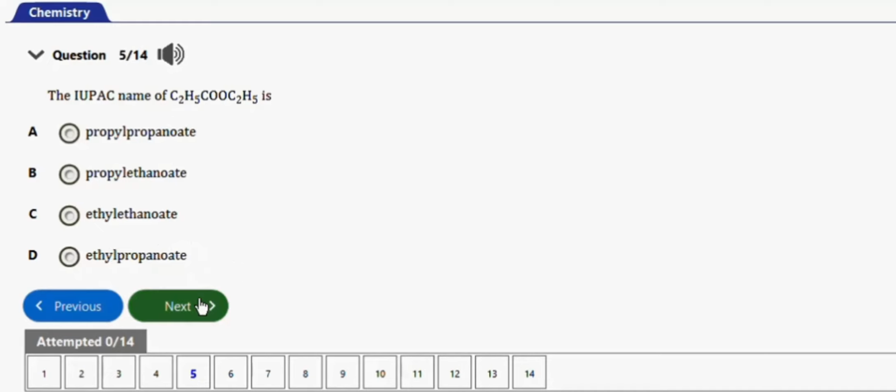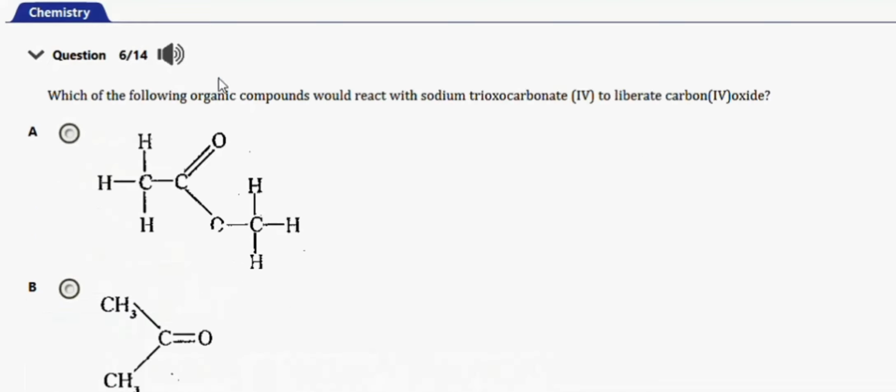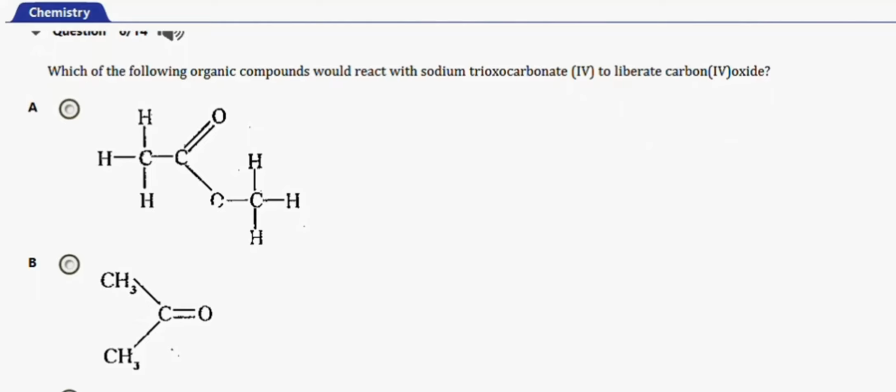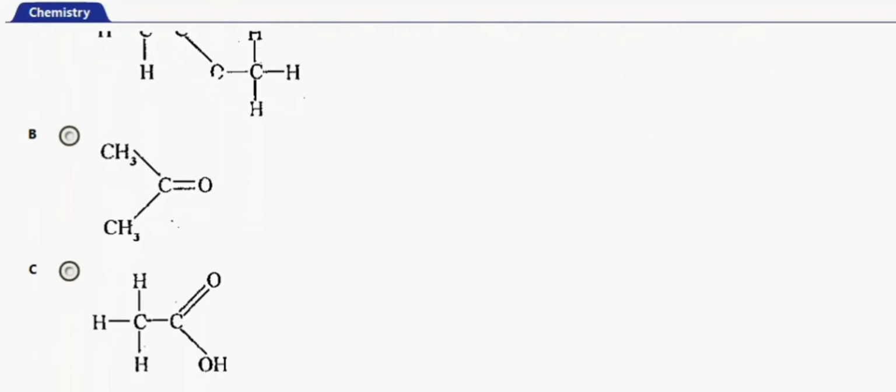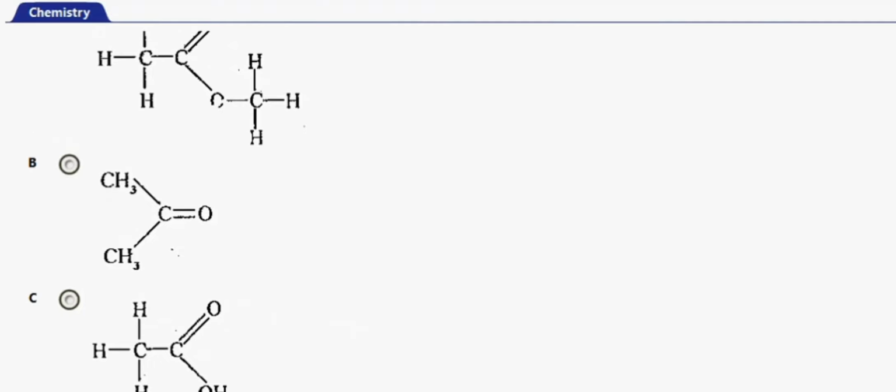Next question will be this one. It says, which of the following organic compounds will react with sodium trioxocarbonate to liberate carbon dioxide? So the one that has a carboxylic acid group will be the answer. So we have seen it. In option D, we are having COOH, a carboxylic acid group. Alright, so that's the answer to this question, option C.